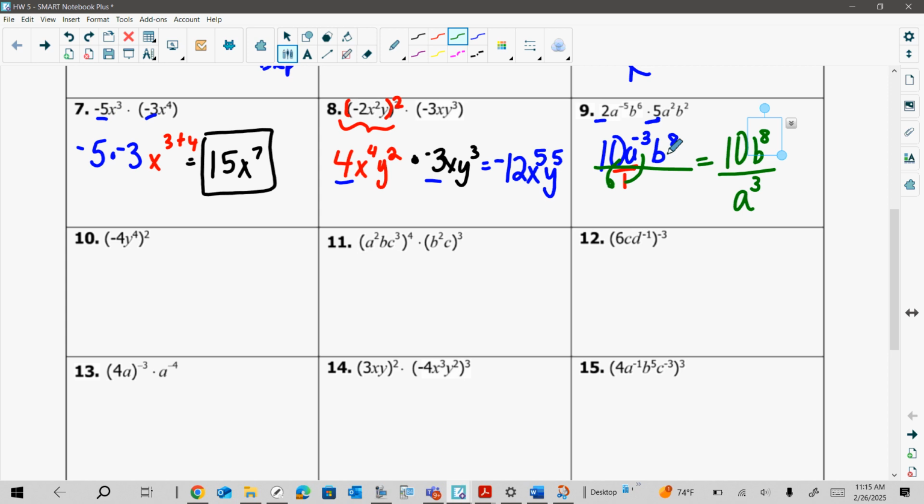All right, what rule do you think you see on number 10? Distributing the exponent. Yeah, distribute the exponent. This is the power rule. Negative 16. So you have to multiply. Remember, multiply your exponents. The negative 4 would have the exponent of 2. And we're saying 4 times 2. So 16y to the 8.